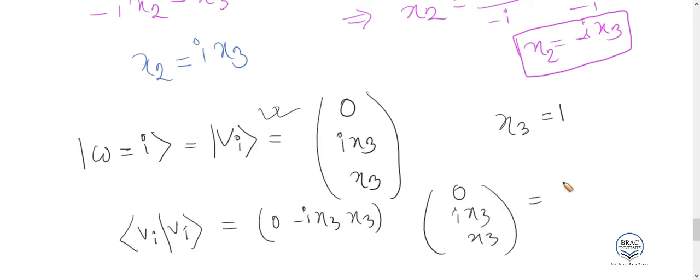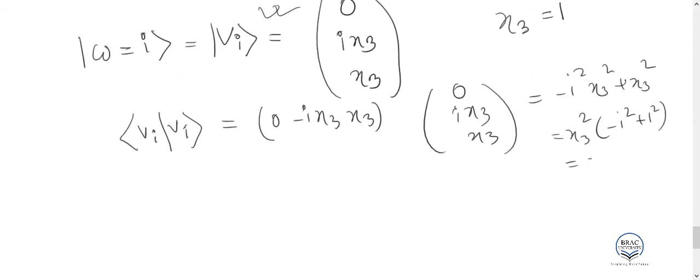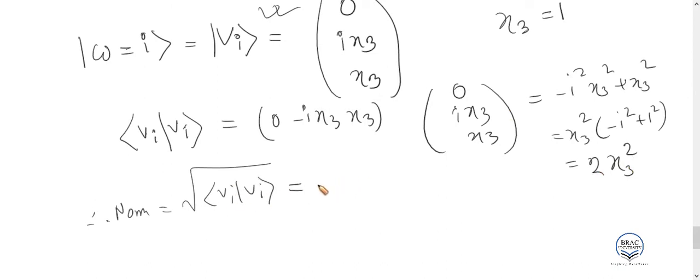So the inner product is just minus i squared x3 squared plus x3 squared, and you can take x3 squared common, and there is minus i squared plus 1 squared. This is just 2 x3 squared, and the norm is defined as the square root of the inner product of the vector with itself. So this is just square root of 2 times x3.